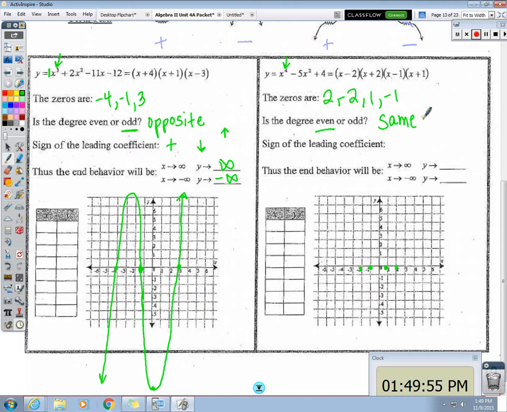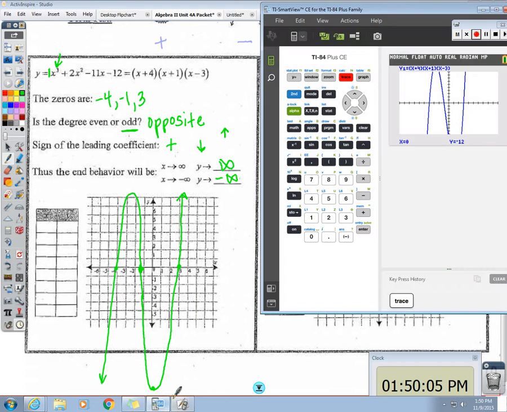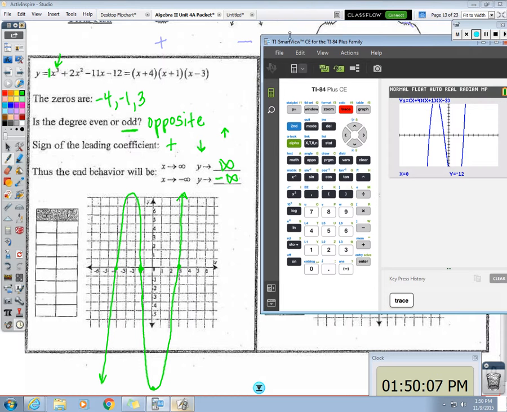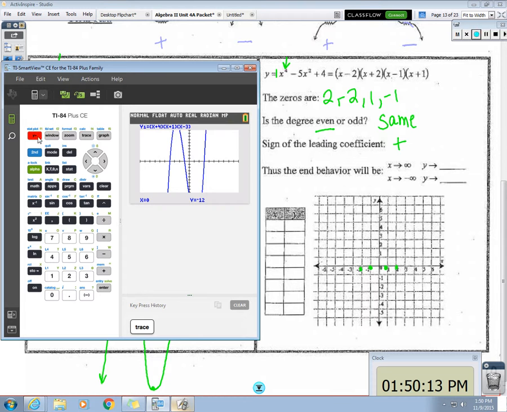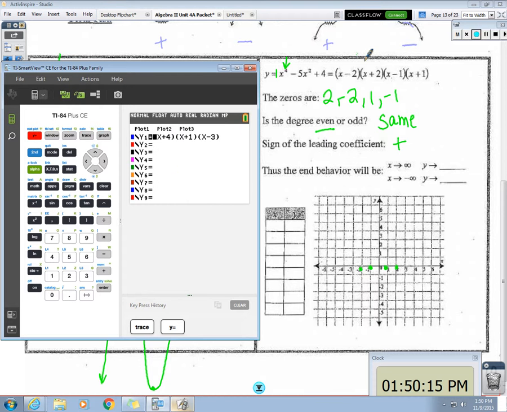Now, to know if they both go up or both go down, you have to look at the leading coefficient. What is the leading coefficient? Positive 1 out in front of that x to the 4, so positive. Okay, so now let's graph it and see what it looks like. Okay, so we have x to the 4th. And remember, you can graph either one. This is shorter, so I'm going to graph that this time.